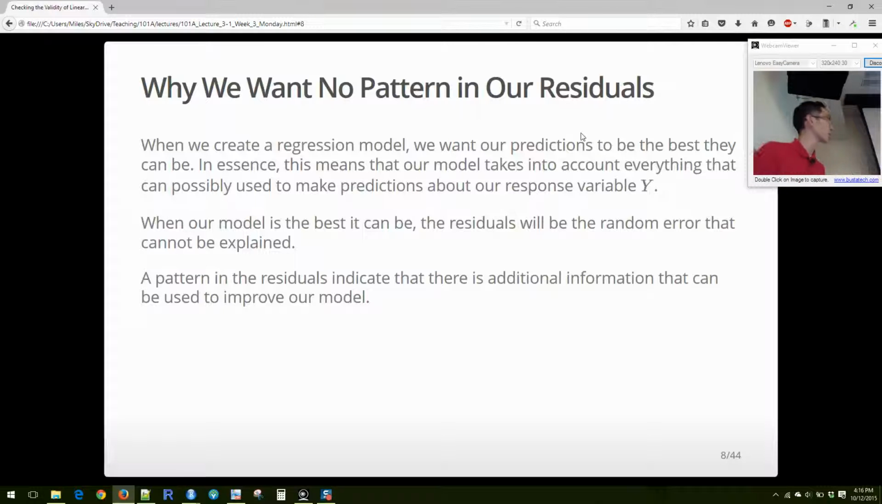Okay, so here's why we want no patterns in our residuals. The reason why we don't want any patterns is because when we create a regression model, we want our predictions or our fits to be as good as they can be, to be the best, meaning that we have taken into account everything that can be used to make a prediction. And therefore, after this prediction, we have no idea whether the actual value is going to be larger or smaller than our prediction. We have no idea what it should look like. When we see a pattern in our residual, that indicates that there was additional information that we could have taken into account to improve our model. Okay? And so patterns in our residuals indicate that there was something else that we could have included in our model to get an even better prediction. Okay. So that's what this slide says.